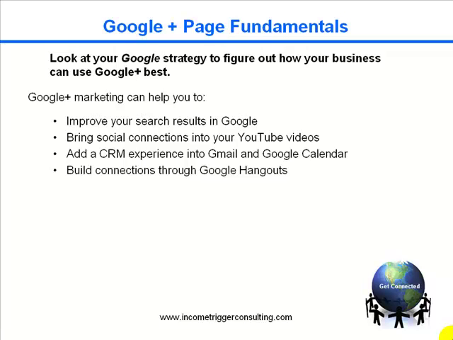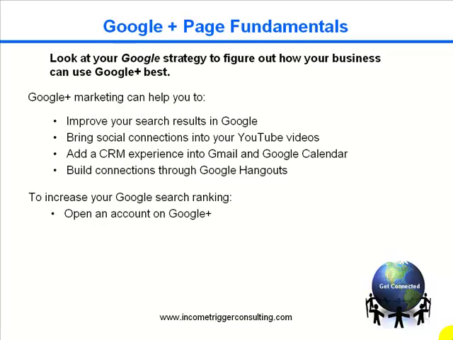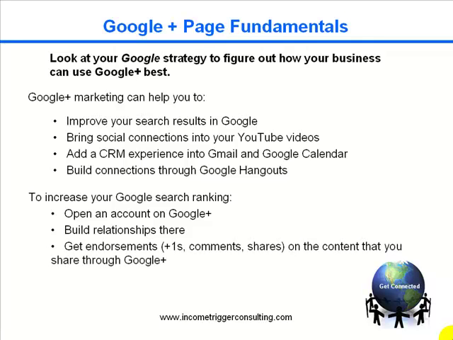And this one is really something you've got to try out. Google Hangouts is fantastic for building really good connections. So what do you need to do to increase your Google search ranking? Well, the first one, obviously, if you haven't got one, is go and open a Google Plus account. Once you have that, make sure you start building your relationships there. And very important, get endorsements: your plus ones, your comments, your shares on the actual content that you share through your Google Plus.